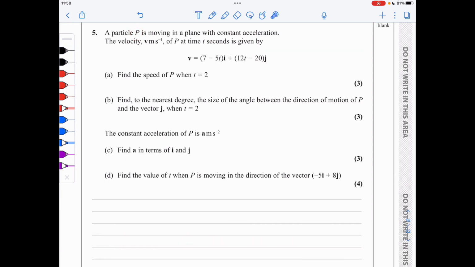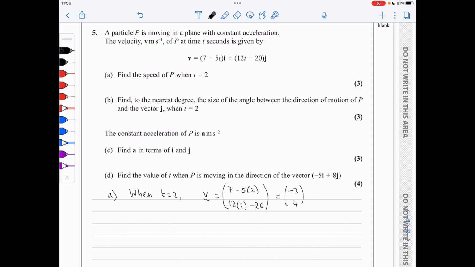In question 5, we've got a particle P moving with constant acceleration. We've got the velocity here in terms of time in vector form. We need to find the speed of P when t is 2, so I will start by substituting t is 2 into the expression for the velocity. So v will be 7 minus 5 times 2 i, and 12 times 2 minus 20 j. This gives me a vector of negative 3, 4.